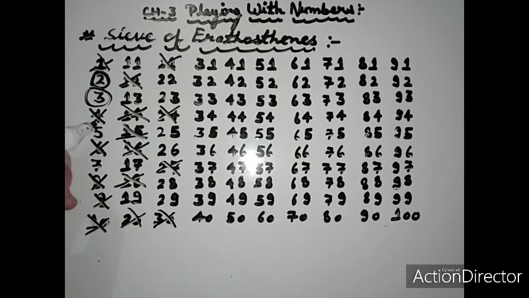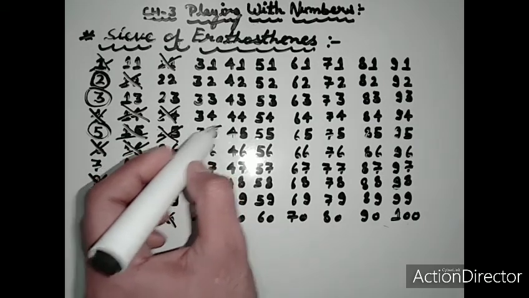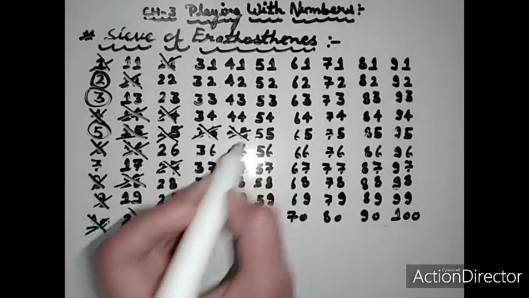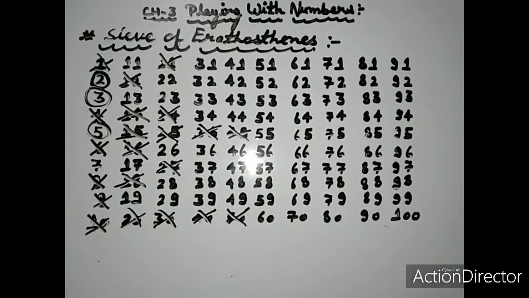Now we circle 5 and cross out the multiples of 5. 5 1s are 5, 5 2s are 10, 5 3s are 15, 5 4s are 20, 5 5s are 25, 5 6s are 30, 5 7s are 35, 5 8s are 40, 5 9s are 45, and 5 10s are 50.